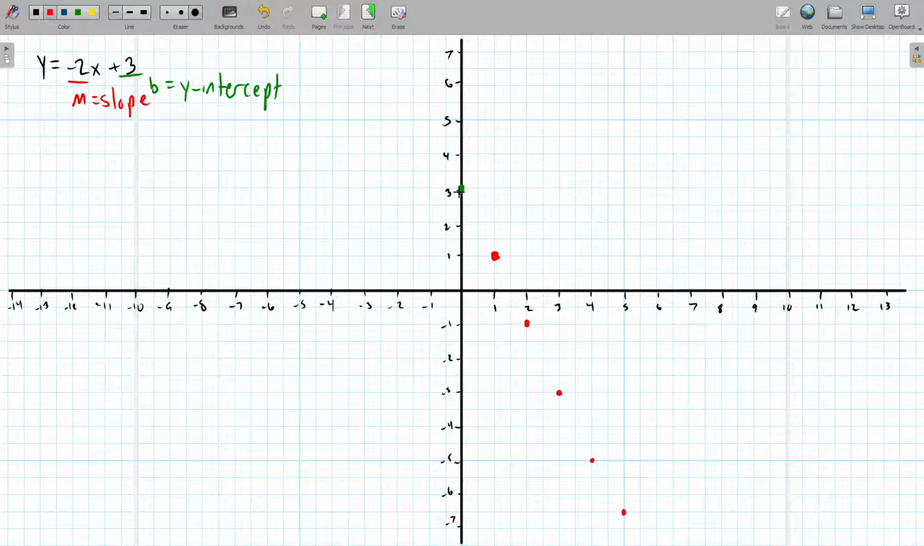Now what about to the left, right? So we've only done points to the right. So if I want to go to the left to help me get a better picture of my line, I'm now going backwards. So instead of going down 2 when I go left 1, I want to do the opposite. I want to go up 2. So I want to go left 1, up 2, left 1, up 2.